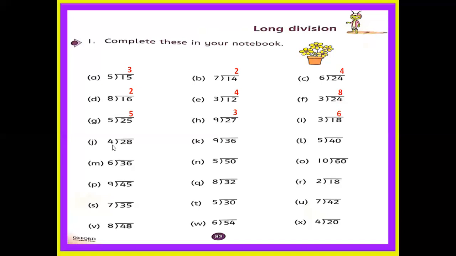28 divided by 4. What is 28? Yes, tell me, dividend. And what is 4? Divisor. And where is the quotient? I will find it. Read the table of 4. Always read the table of the divisor. 4 ones are 4. 4 twos are 8. 4 threes are 12. 4 fours are 16. 4 fives are 20. 4 sixes are 24. 4 sevens are 28. It means our answer is 7.